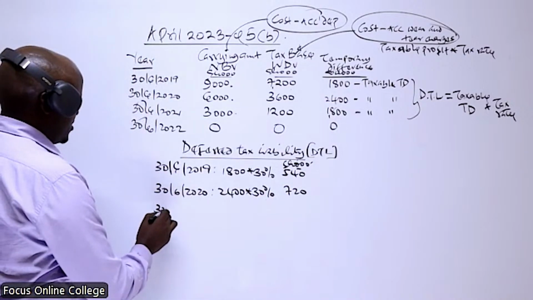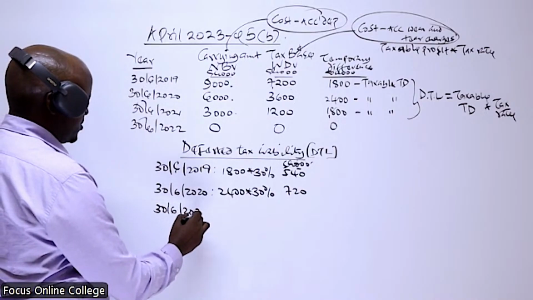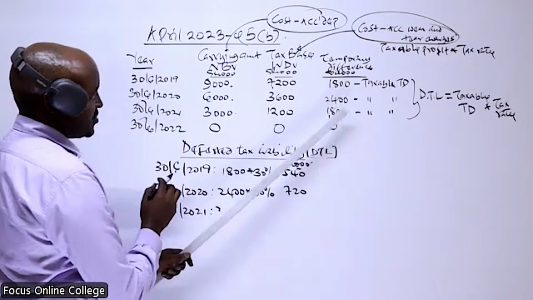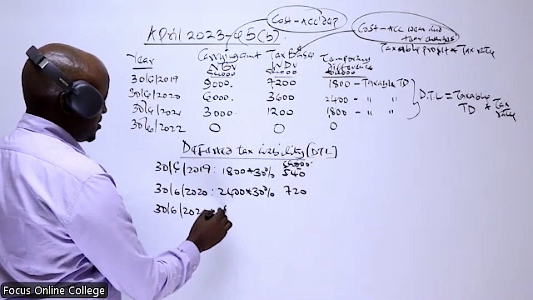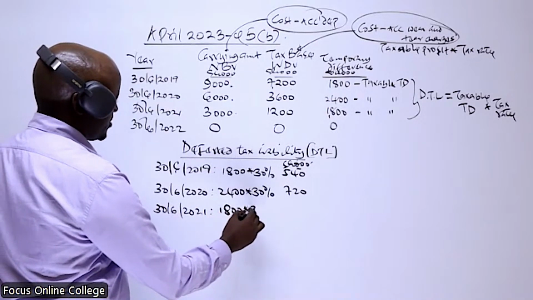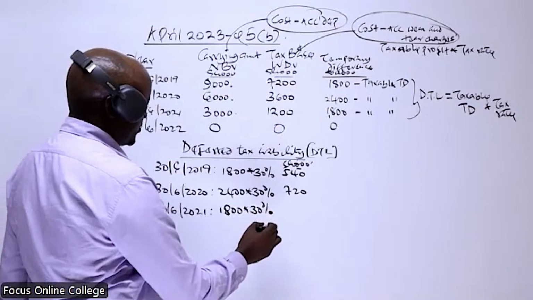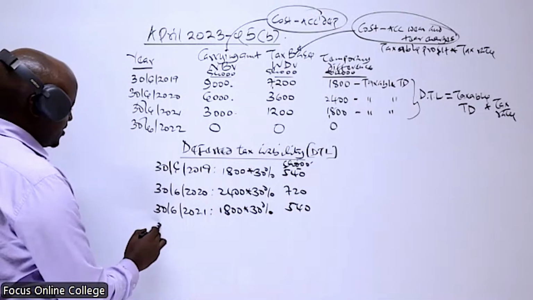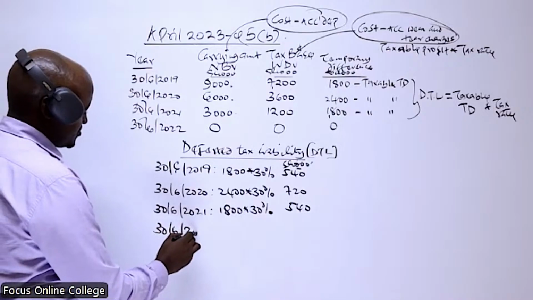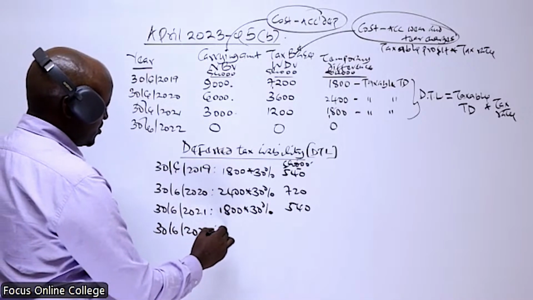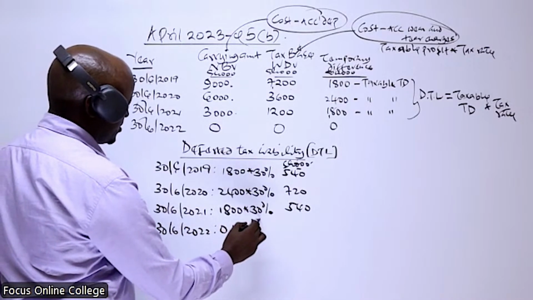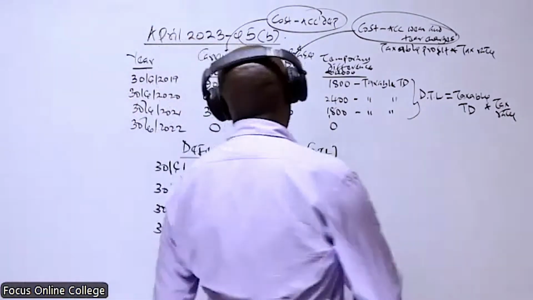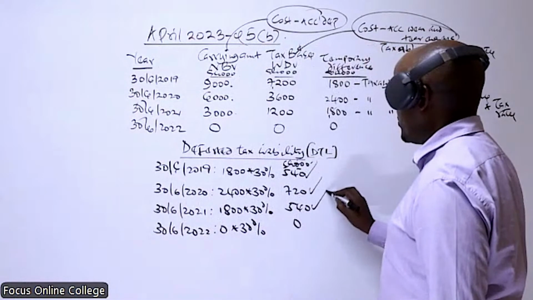720. 30th of June 2021, we take this one, 1800, times this one, which will give us still 540. Yes. And the last year, 0 times 30%, which is basically 0. So this is now the deferred tax liability at the end of year 1, year 2, year 3, year 4.